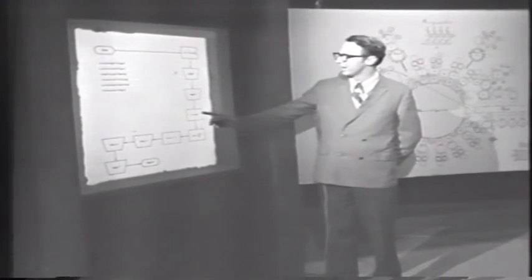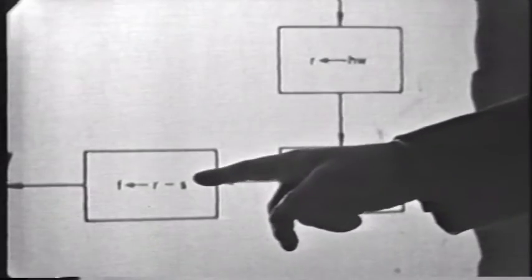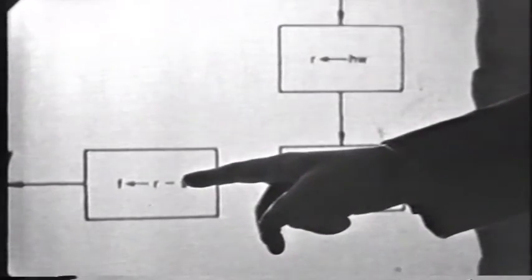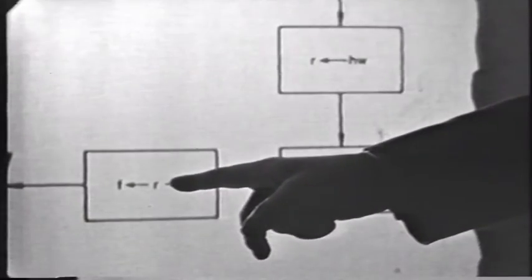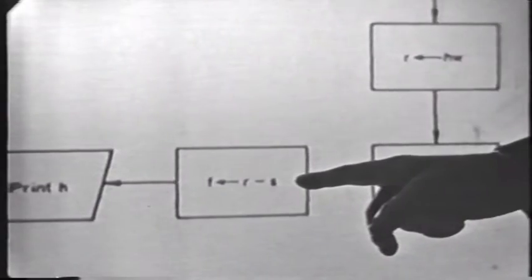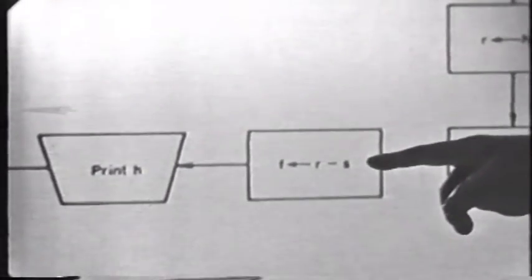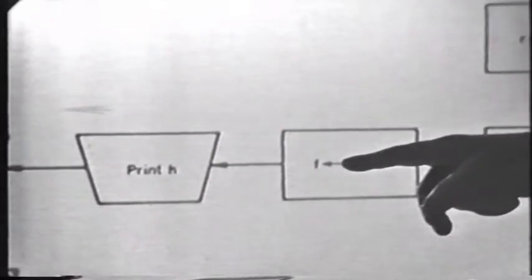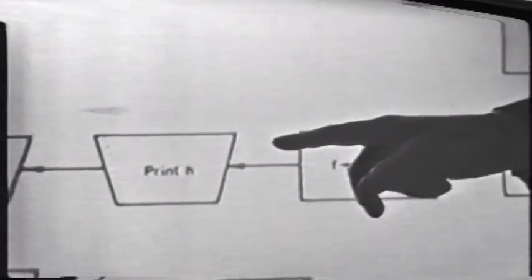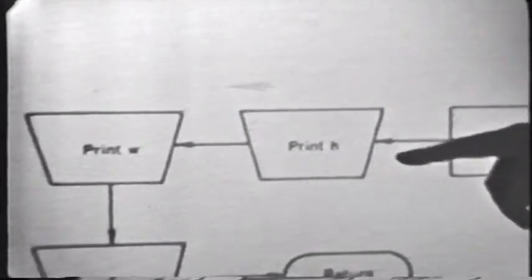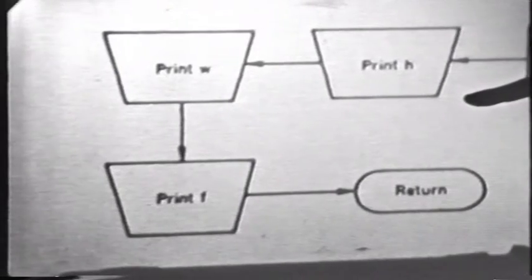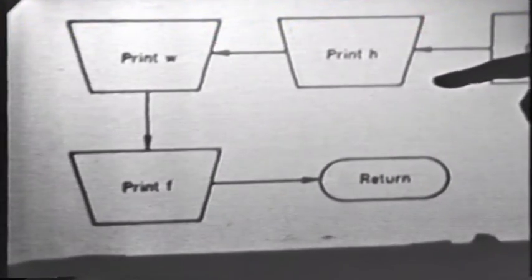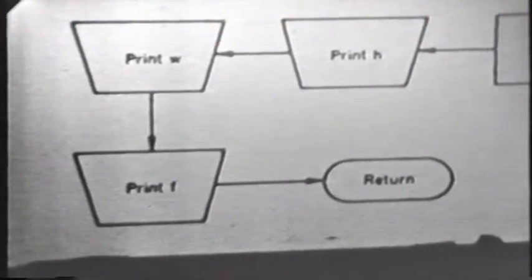Therefore, we will now take the value of the rectangle, the area of the rectangle, whose area is stored in the variable name r, subtract from it the area of the semicircle, whose value is stored in s, put the results in f, print out the original height, the original width, and the new value of our figure, and return to the operating system.